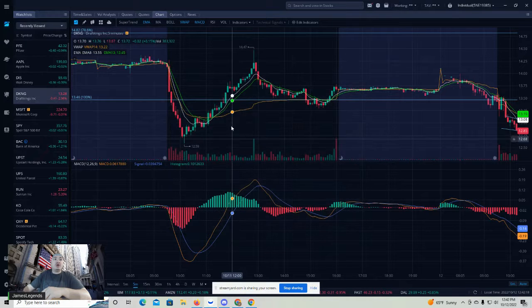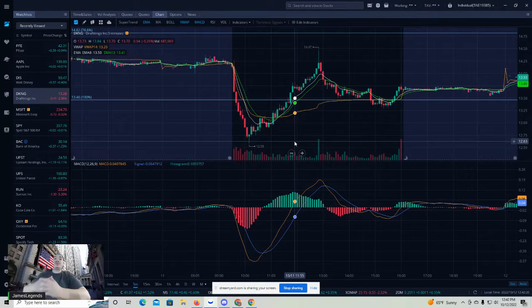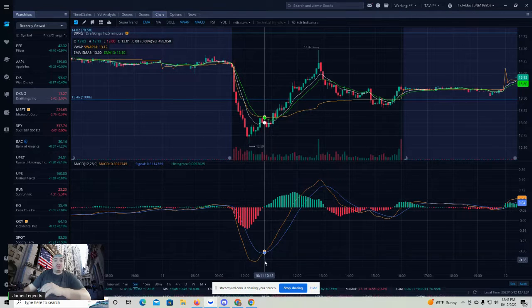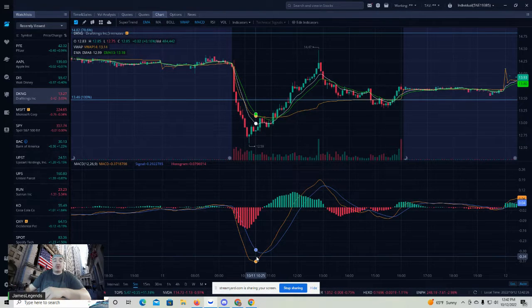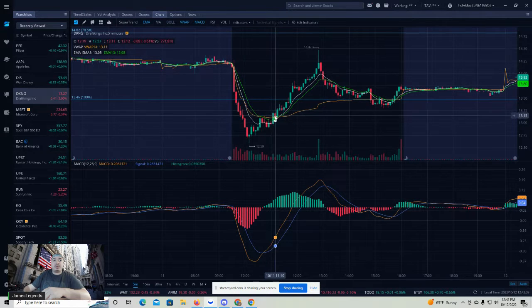EMA 8 line will be white, EMA 13 line will be green. Let's take a look at the first example that we looked at before with DraftKings. As you could see, if you remember from the example before, the MACD had a golden cross. This was a bullish indicator that the stock could move up from here. Along with this, it also had its break above the VWAP.